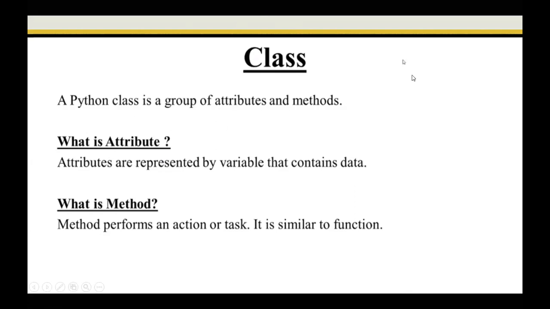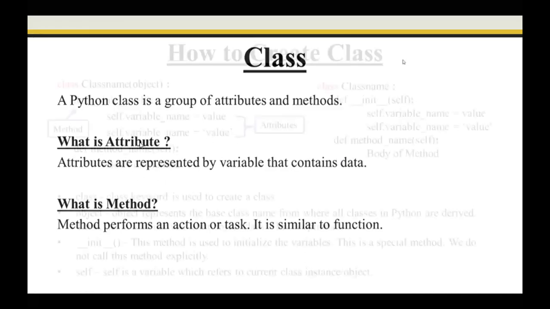Similarly, in our previous concept, we have seen function. That function is called here a method. So here you have to remember the variable is like an attribute and function is like a method. So here 99% you will find the function and method is same. There's a small difference we'll discuss later. So a method performs an action or task. It is similar to function. Okay, so clear? Function, method, variable, attribute.